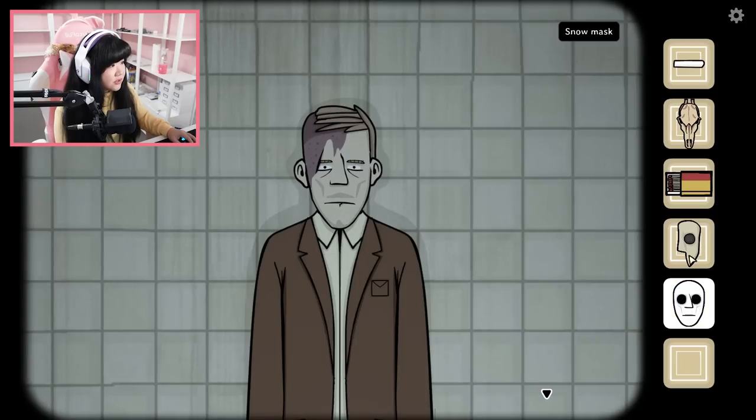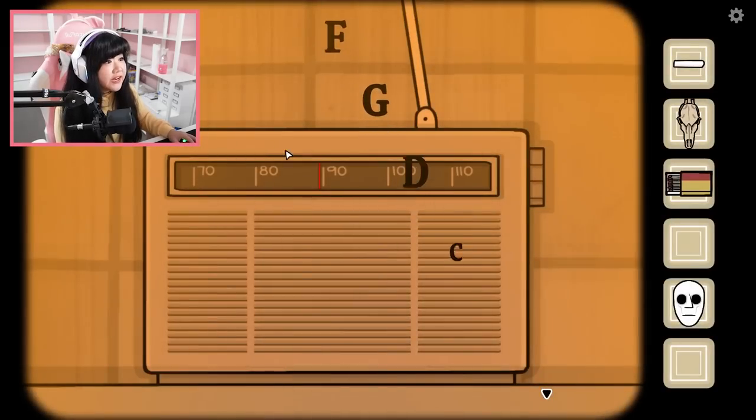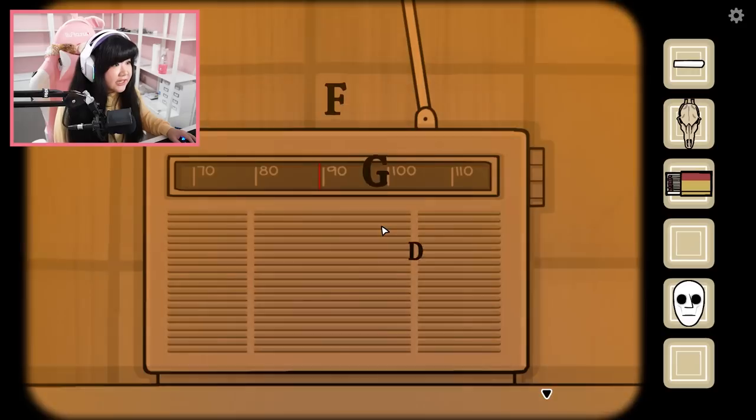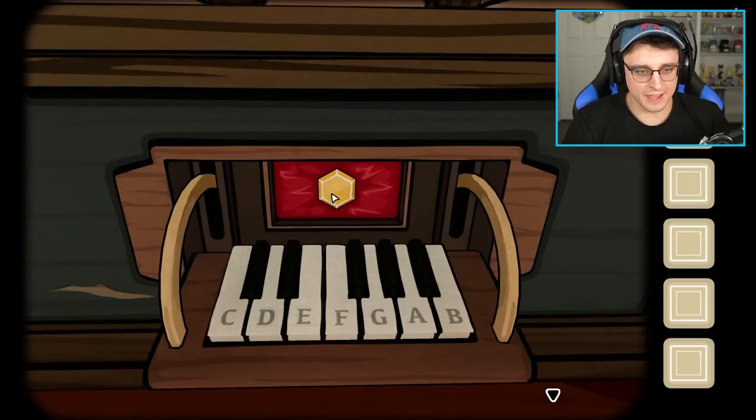Music mask. I have a piano. Okay, so let me put on the music mask. Oh, the radio's playing. What is it playing? E, I mean, not E. Oh my gosh, my alphabet. F, G, D, C. F, okay, G, I got another gem. I got a golden gem.